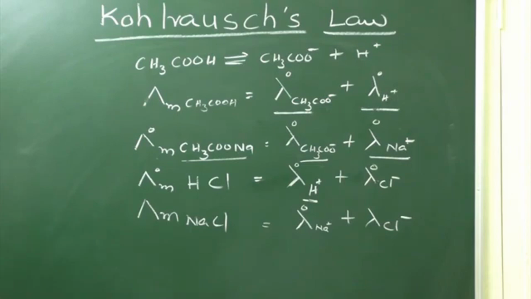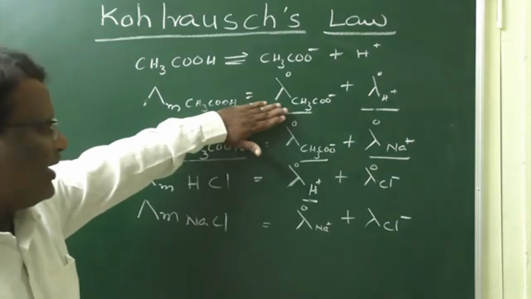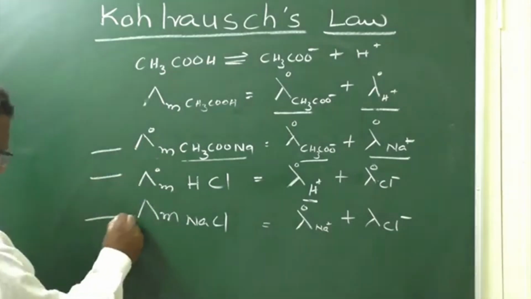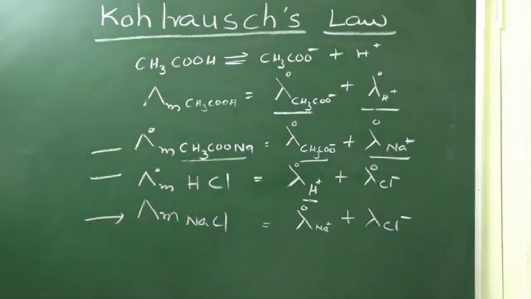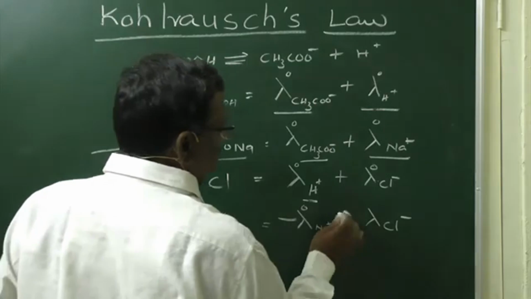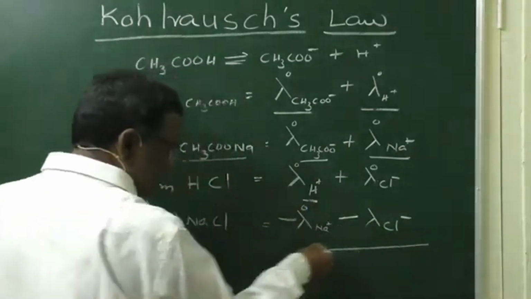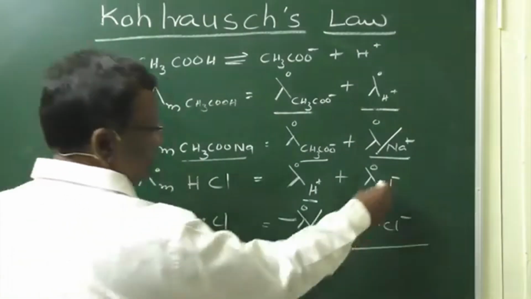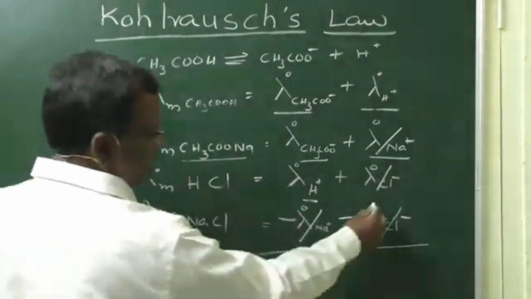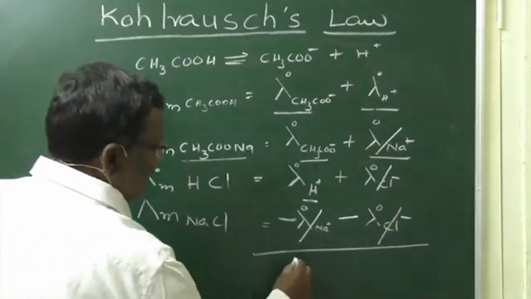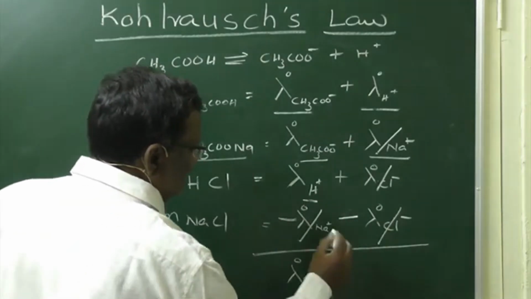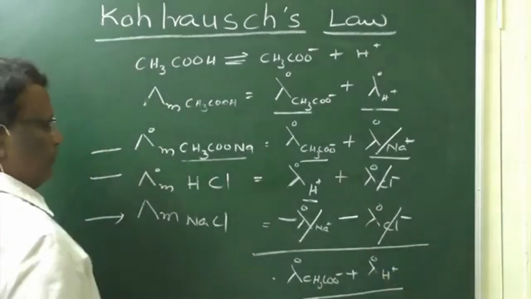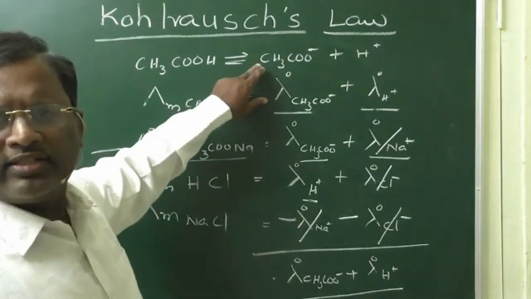Now, from this data, you can get this data. How is it possible? If you add these two and subtract this one, you will get, by subtracting means minus, and this is minus. Now, if you add these three, plus Na minus Na is cancelled, plus Cl minus Cl is cancelled. Now, the remaining part is the limiting molar conductivity of CH3COO minus plus the limiting molar conductivity of H plus. This value will give us the limiting molar conductivity of acetic acid.